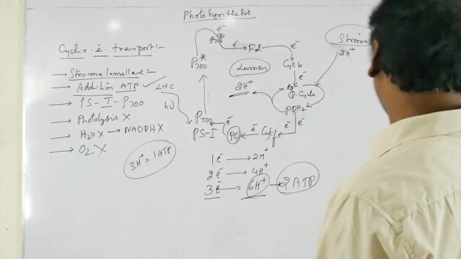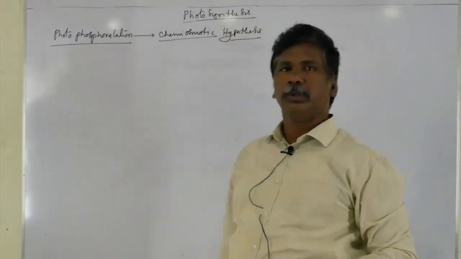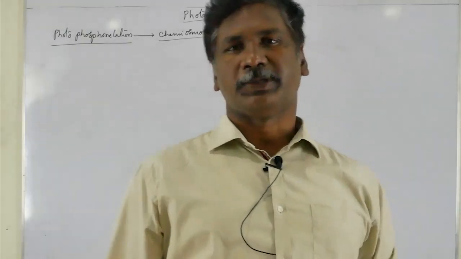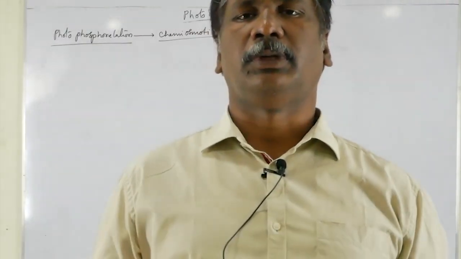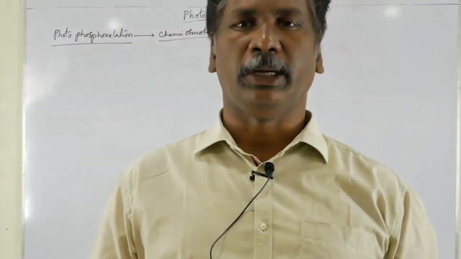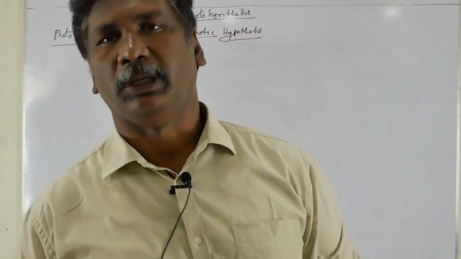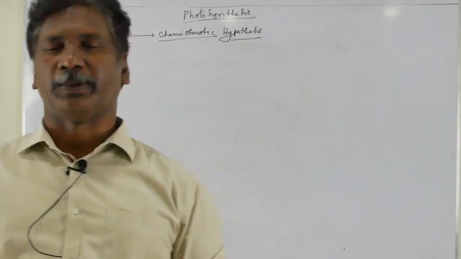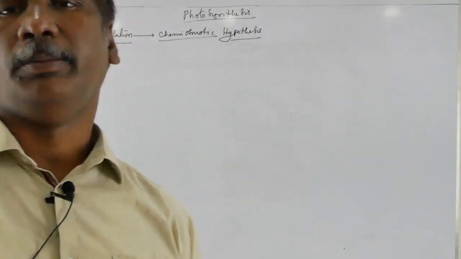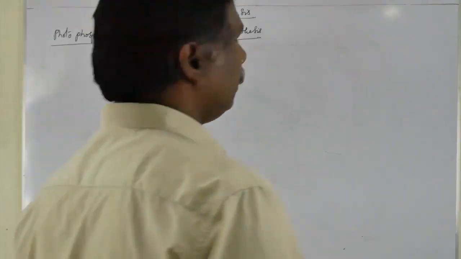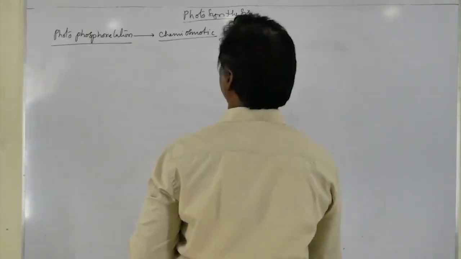Now we are going to photophosphorylation. Photophosphorylation is explained by a special theory called the chemiosmotic theory. The chemiosmotic theory was proposed by Peter Mitchell. He also got the Nobel Prize for explaining photophosphorylation.